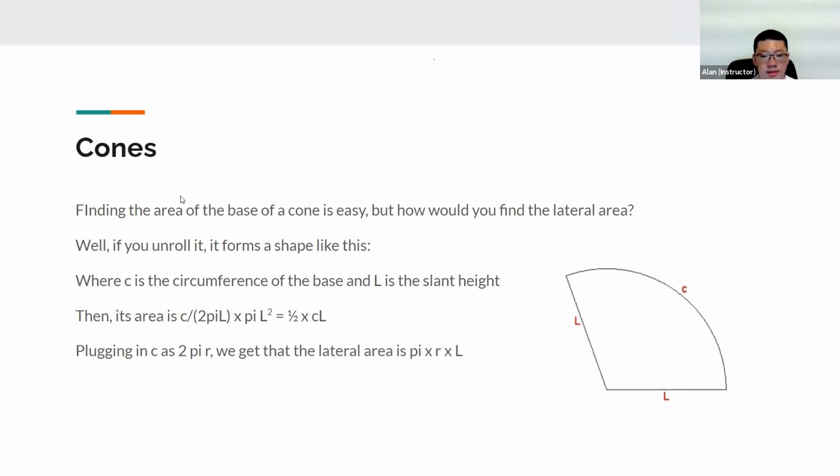So the area of this is just a sector of a circle. And C is the arc length. So C over 2 pi L is the proportion of the circle that this contains. Then you multiply that by the area of the whole circle to get that the area of the sector is 1/2 times CL. And if you plug in C as 2 pi r, since it's the circumference of the bottom base of the cone, you get that the lateral area of a cone is pi times r times L, where L is the slant height and r is the radius of the circle at the bottom of the cone.